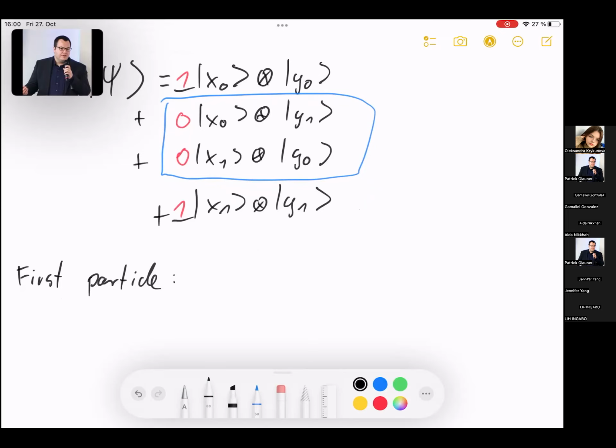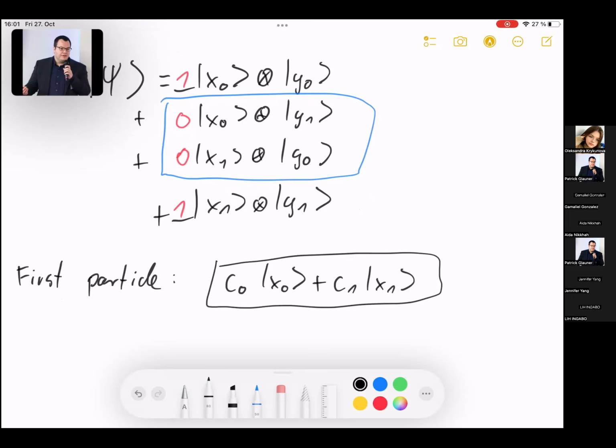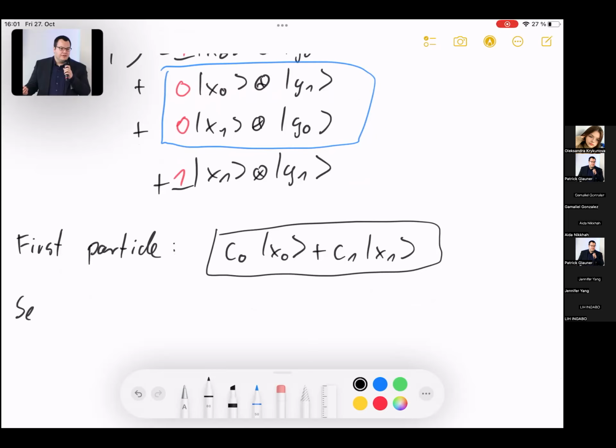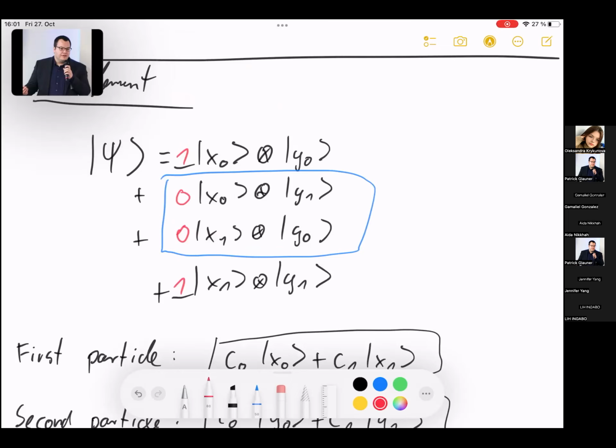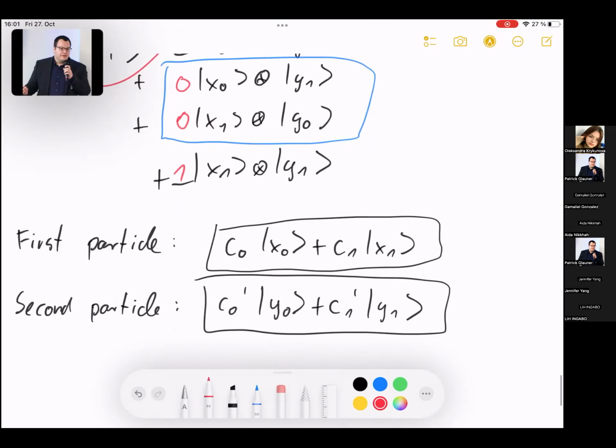Every vector representing the first system can be written as C0 times x0 ket plus C1 times x1 ket. That would be a vector from the first system. And from the second system, or the second particle, we can also write that down. It's a C0 prime times y0 ket plus C1 prime times y1 ket. And this is from the second subsystem, because our psi here is from the assembled system.